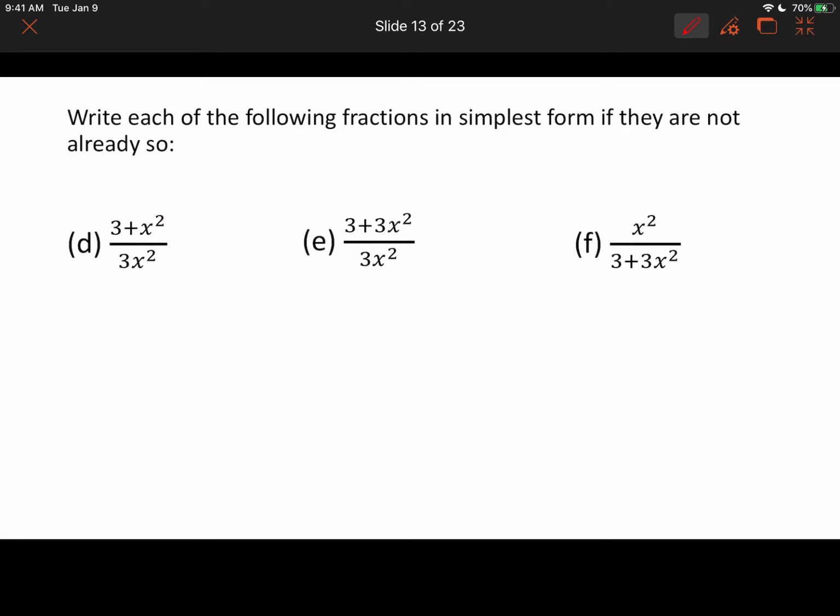What about D? I have (3 plus x squared) over 3x squared. Well, hopefully you've thought about this one already. If not, pause the video and think about it before you come back to it. Okay, so what do you think? Can I factor anything out of the numerator? No, there's nothing common between 3 and x squared. So there's nothing I can factor out here. So this is already in simplest form.